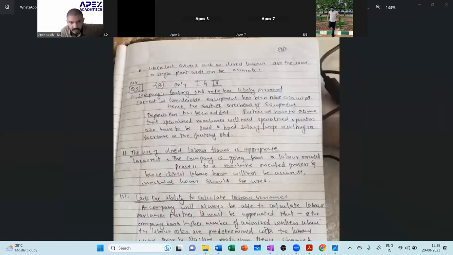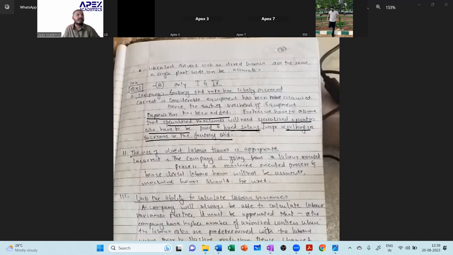Considerable equipment has been acquired. Hence, the overhead of equipment depreciation has been added. Further, we have to assume that specialized machines will need specialized operators who have to be paid a fixed salary, resulting in an increase in the factory overhead. Do you understand what I'm trying to say? You have purchased new machines, so obviously your depreciation will go up. If there are new machines, you need a specialized operator. If you need a specialized operator, your fixed overheads will go up.